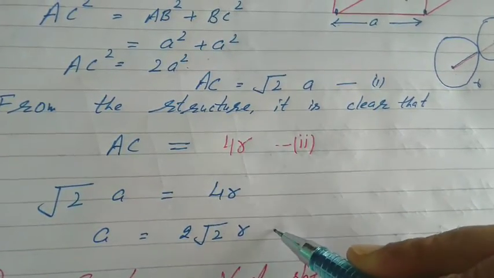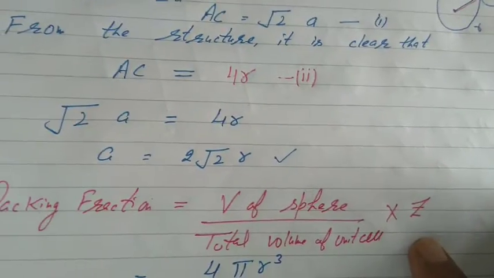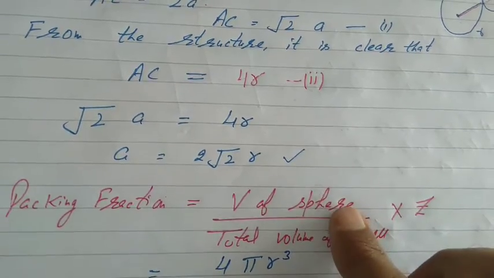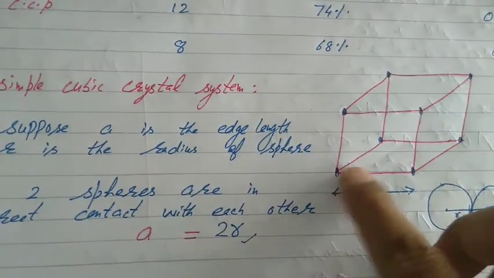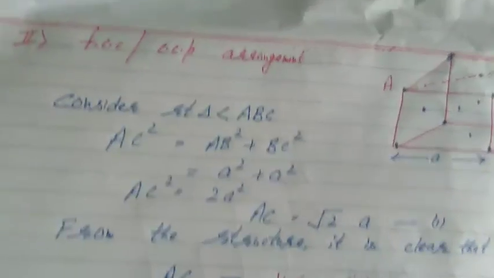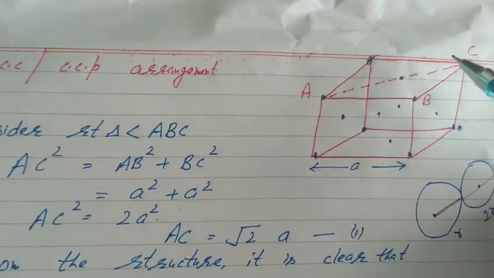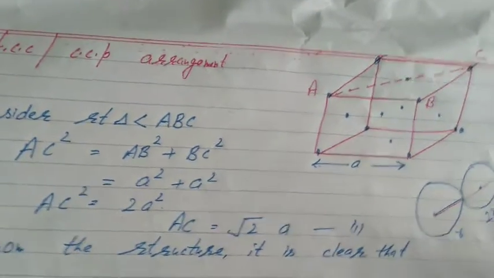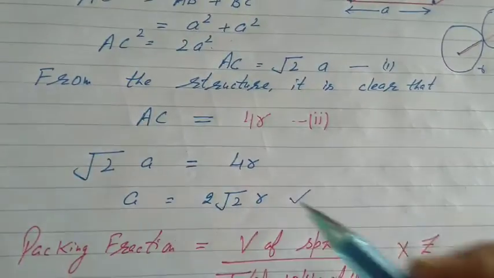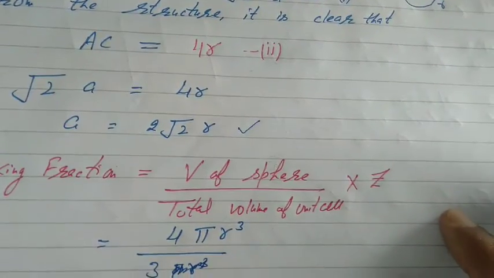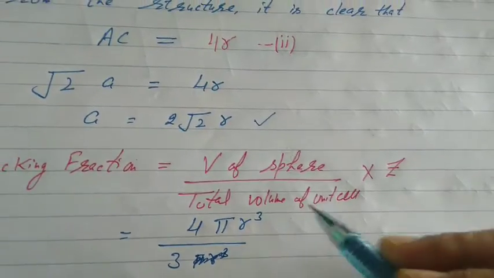When we get the value of A, we directly apply the formula: packing fraction equals volume of sphere upon total volume of unit cell into Z. For the simple cubic pattern, we directly got A equal to 2R and then applied the formula. For the FCC system, at first we select one face diagonal and then apply right angle triangle ABC. From the structure AC is equal to 4R, we got the value of A.